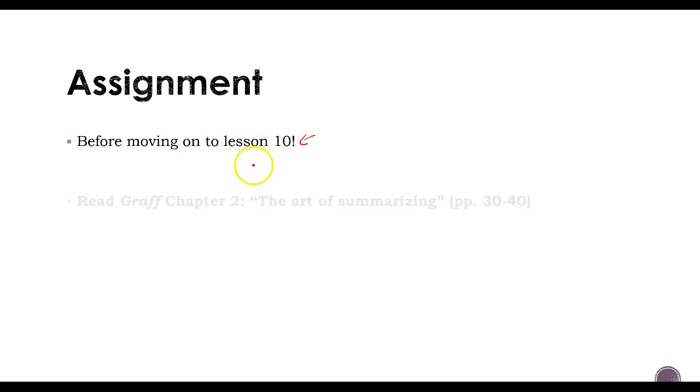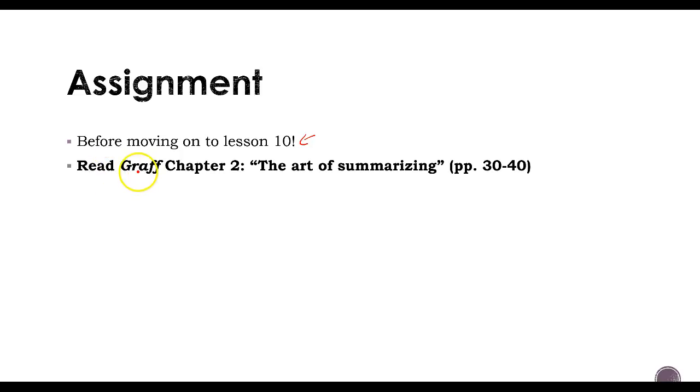So the assignment now that I want you to do is, before moving on to lesson 10, so before you move on to that next lesson, make sure you read Graph, Chapter 2. It's called The Art of Summarizing, and he gives some pretty good tips in there. Like I said, he has a nice list of active verbs in there. That's on pages 30 to 40.